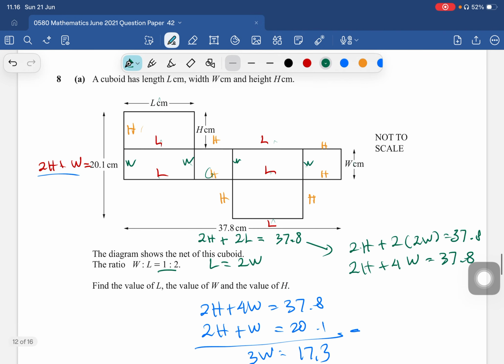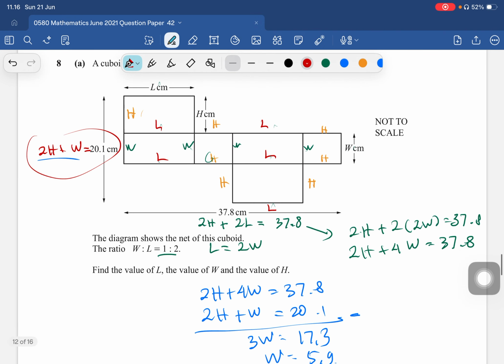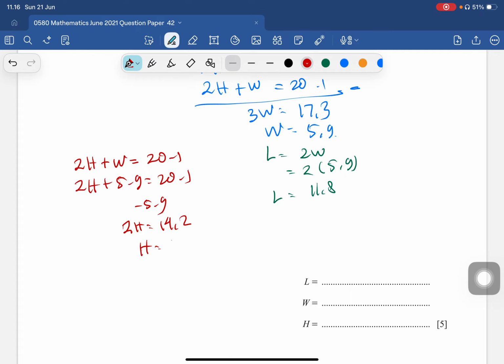And the H. So we can use this equation. So 2H plus W equal to 20.1. W we got. So 2H plus 5.9 equal to 20.1. We subtract 5.9 both sides. So this is 2H equal to 20.1 subtract 5.9, so we got 14.2. So we divide by 2 both sides. So we got H equal to 7.1.